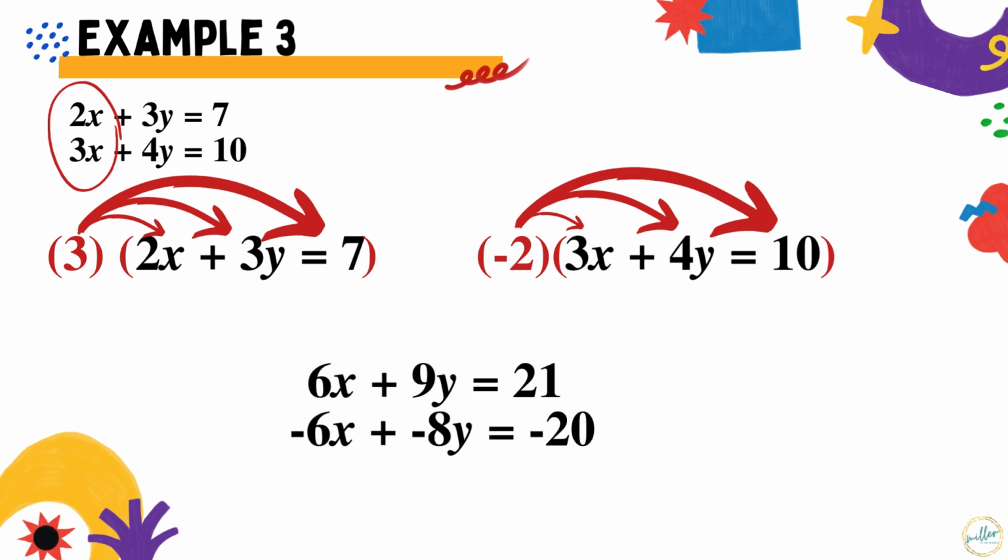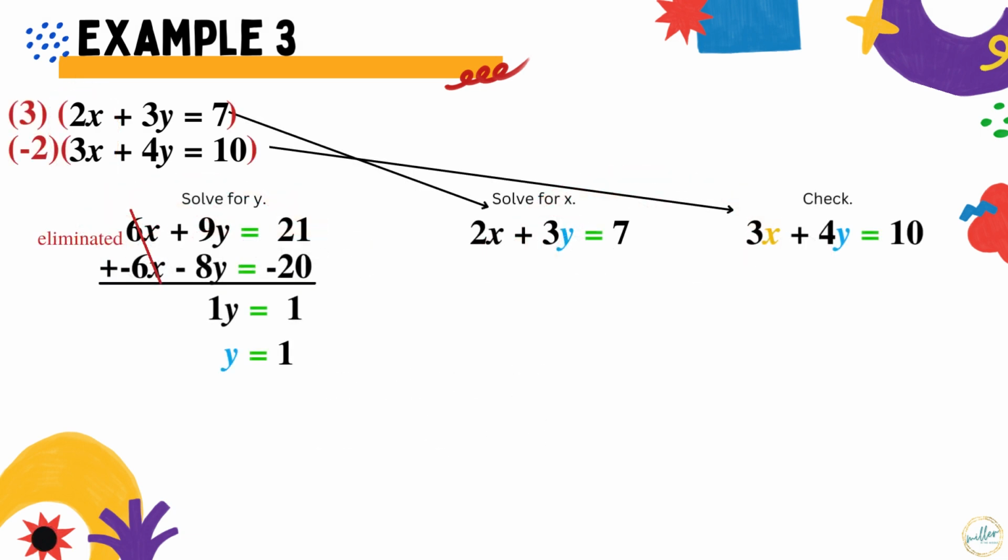Let's take those equations and look at them a little bit more closely next to each other. And then we can go ahead and eliminate the x terms, and we end up with 1y equals 1. So y equals 1. Now go ahead and finish up the rest of this problem and find x and then check.